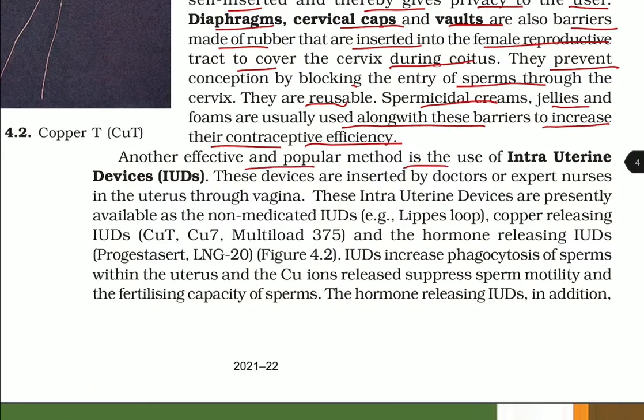Another effective and popular method is the use of intrauterine devices. These devices are inserted by doctors or expert nurses in the uterus through the vagina. These intrauterine devices are presently available as non-medicated IUDs, for example Lippes loop, copper releasing IUDs, Copper T, Copper 7, Multiload 375, and hormone releasing IUDs, Progestasert, LNG-20.